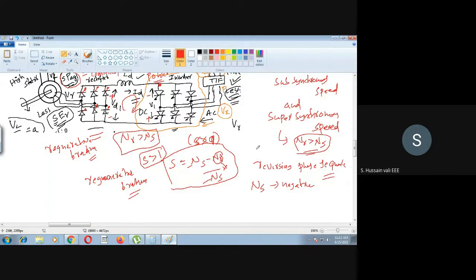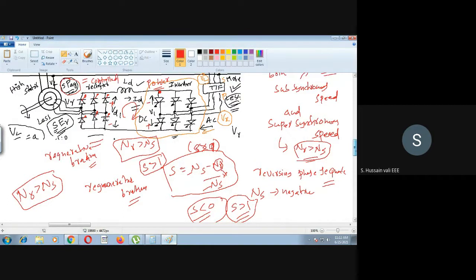So you can run for supersynchronous speed, but remember, the actual condition is NR greater than NS. Now see for yourself, if NR is greater than NS, S becomes less than 0. In other words, if you reverse this phase sequence, it becomes minus NS. So minus NS minus NR by minus NS, everything is minus. Once again the slip is positive, but in this case S is greater than 1. So any operation you can make here using this picture.